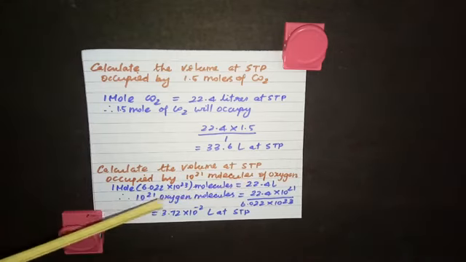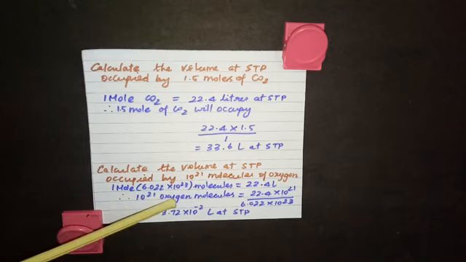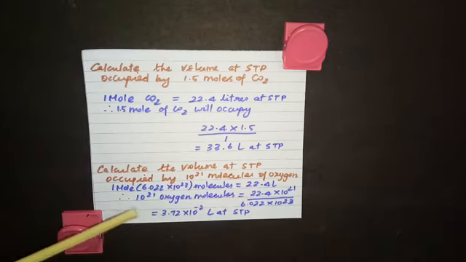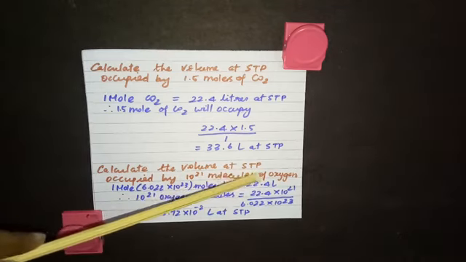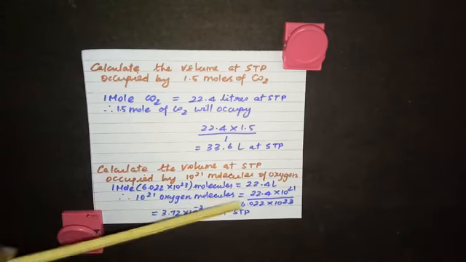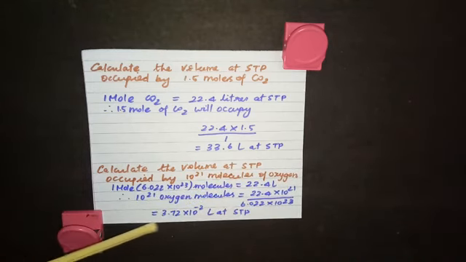So then 10 power 21 oxygen molecules will occupy how many liters? So 10 power 21 into 22.4 divided by 6.022 into 10 to the power 23. So that gives you 3.72 into 10 to the power minus 2 liters at STP. So if you know the correct relationship between the mole and the volume and the number of molecules, then you can do the calculations easily.